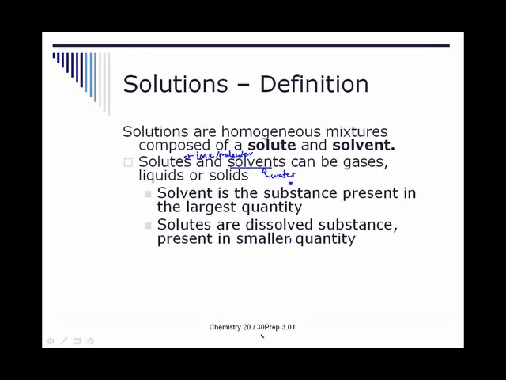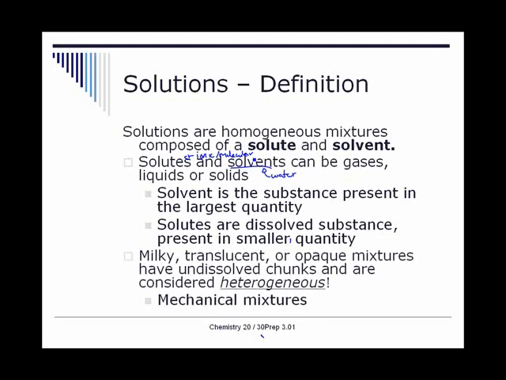So 99% of the time our solvent is going to be water, and our solutes are usually going to be solids. We usually talk about solids and compounds, although sometimes we do talk about gases. The solvent is the thing that's present in the largest quantity, and so when we talk about solutions, the water is usually in the largest quantity. We usually have more water in that mixture than anything else. The solutes are the things that are in smaller quantity.